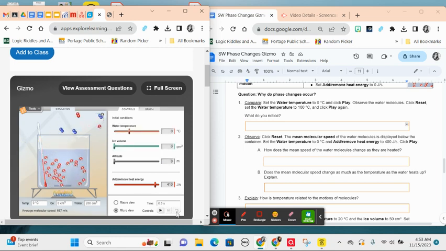Okay, we'll hit reset. We're going to set the water temperature to 20, ice volume to 50, and we're going to go back down to 0. Whoops, joules.